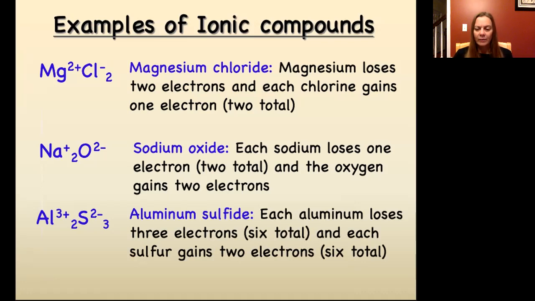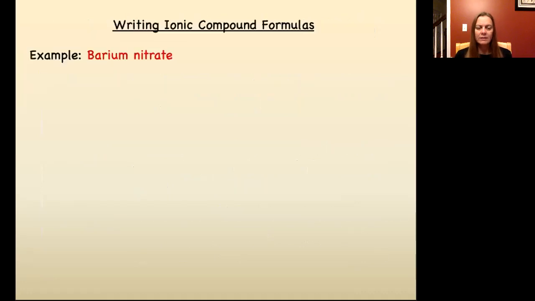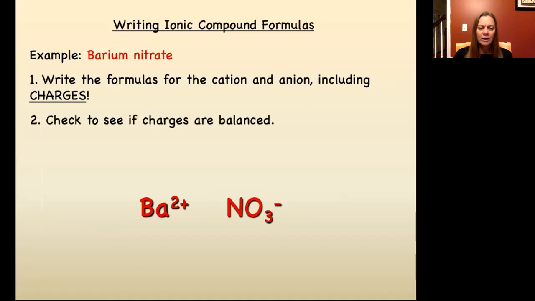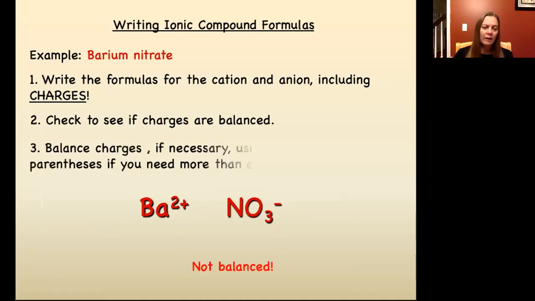Okay, so how do we write ionic formulas? So we're going to learn about naming conventions, as I promised, in the next couple of days. But when we write ionic compounds, we want to make sure we write the formulas for the cation and the anion. And we're going to go ahead and include those charges. So barium nitrate, barium is a +2 ion, nitrate is a -1 ion. We're going to check and see if those charges are balanced. And we can see that barium is +2, nitrate is -1. That is not balanced. So we're going to add subscripts to our ions to balance those charges.